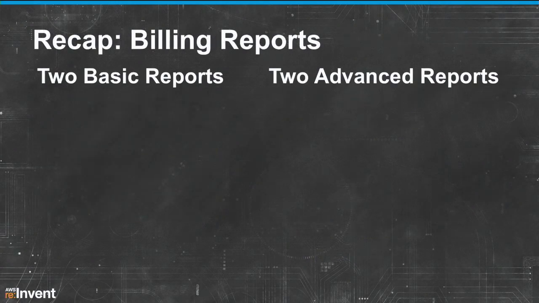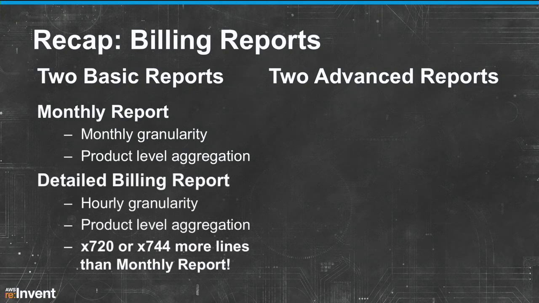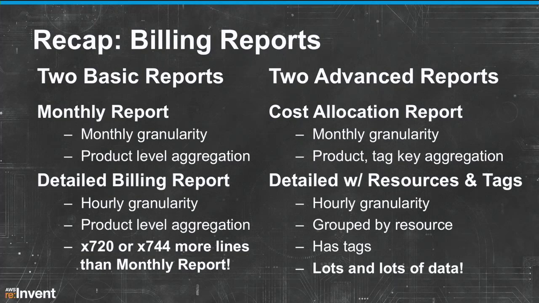So to recap, we looked at two groups of reports. We have two basic reports for you, monthly report and detailed billing report. And we have two advanced reports, cost allocation report and detailed billing report with resources and tags.